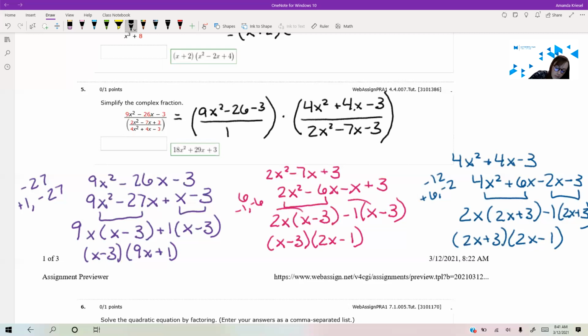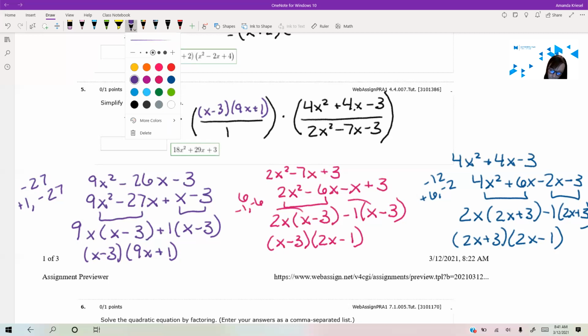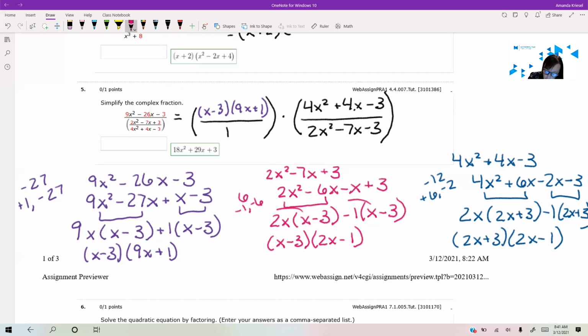Okay, so now I'm going to fill in my factored forms that I have here. And just due to space, I'm going to erase this and just put that factored form right there. So I'm going to change this. This is going to become that x minus 3, 9x plus 1. I might be using an excessive amount of parentheses, and that's okay. And then we have this 2x. I'm going to erase this.